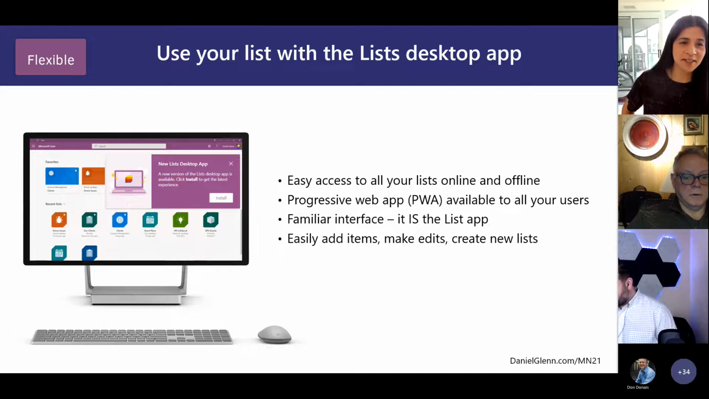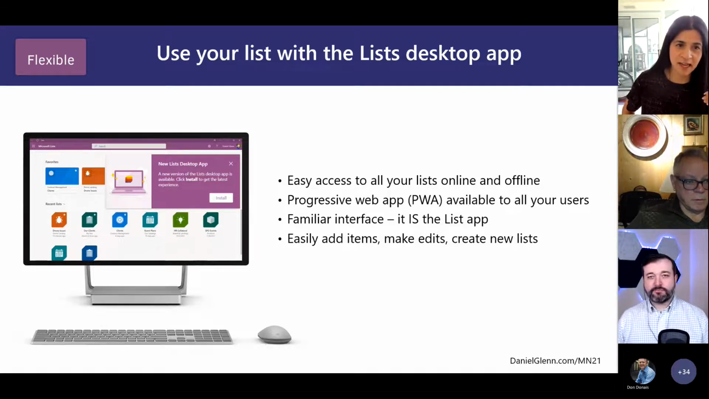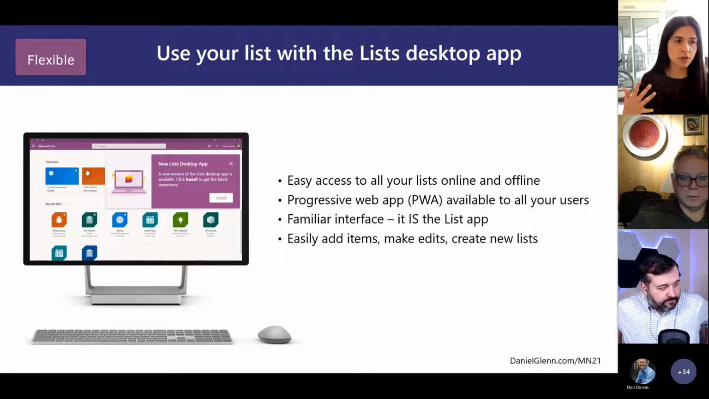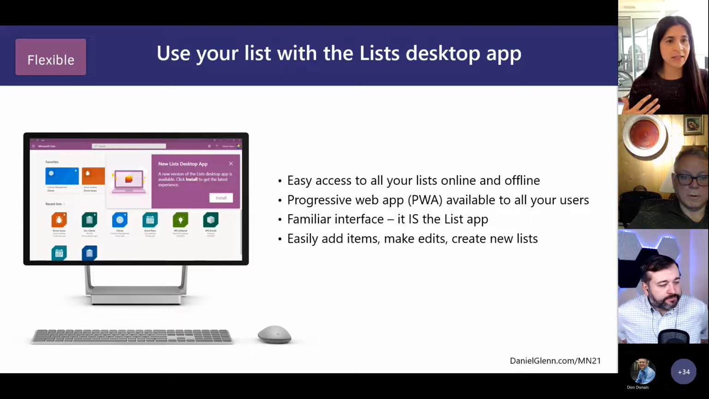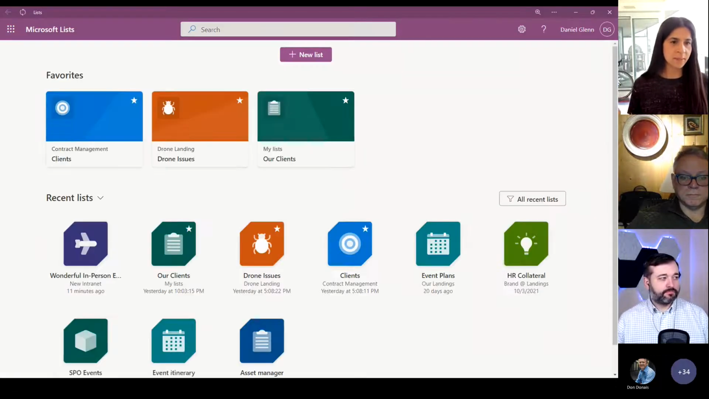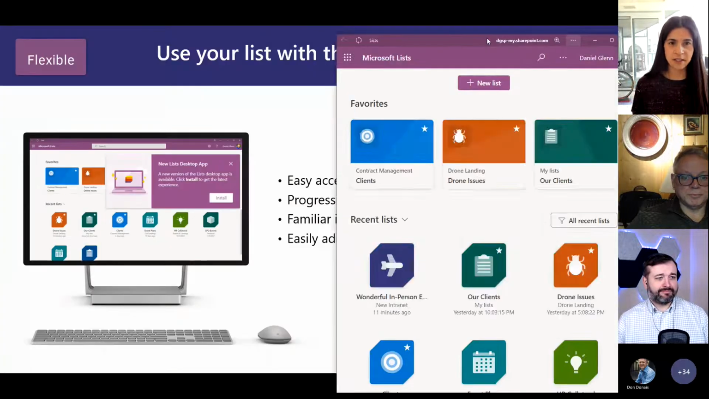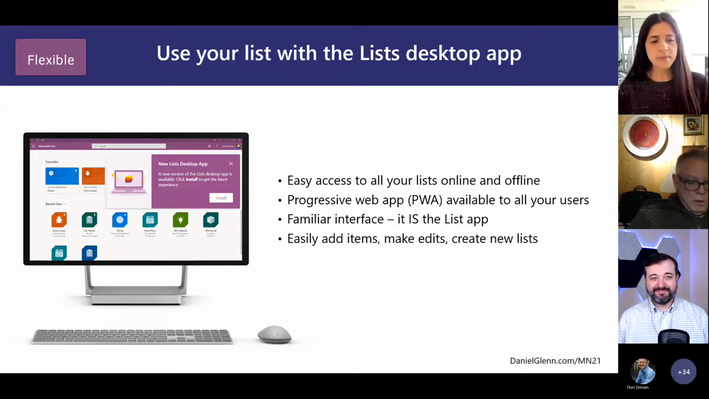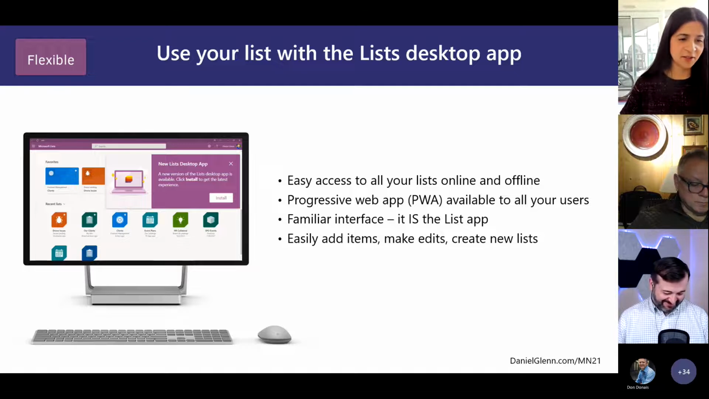Another reason that it's flexible is that you actually have the ability to add Microsoft Lists as an app on your desktop. So earlier, Daniel showed us how to access lists from the app launcher and from Teams. But let's say, as an example, you just want to have Microsoft Lists as an app, because we all love apps and we have plenty of apps in our life, and who needs to reduce the number of apps? We need more apps. But you definitely have access to an app.